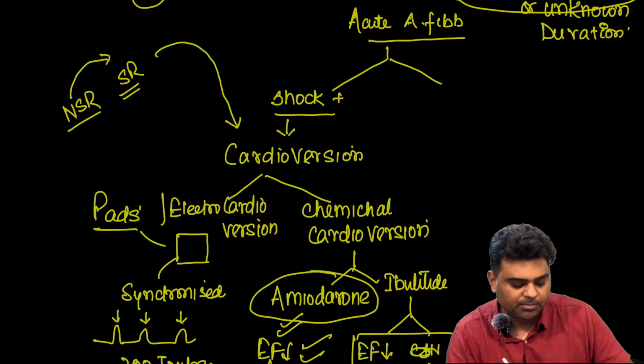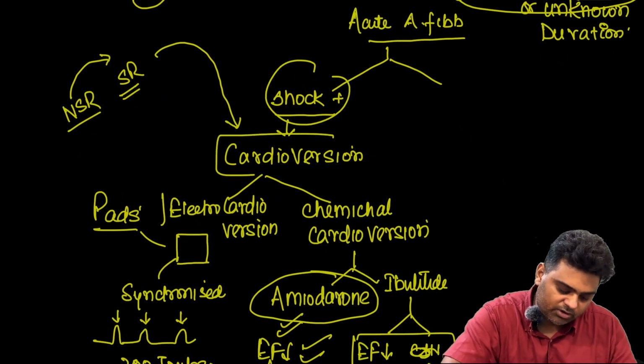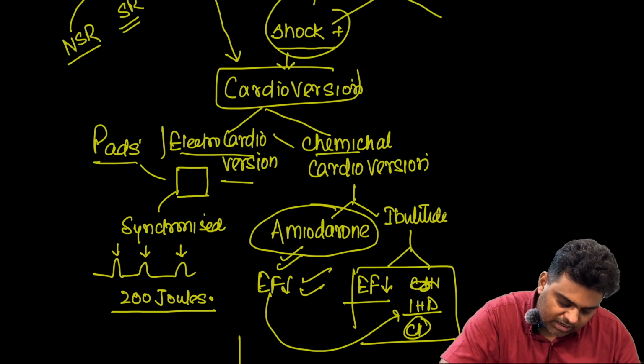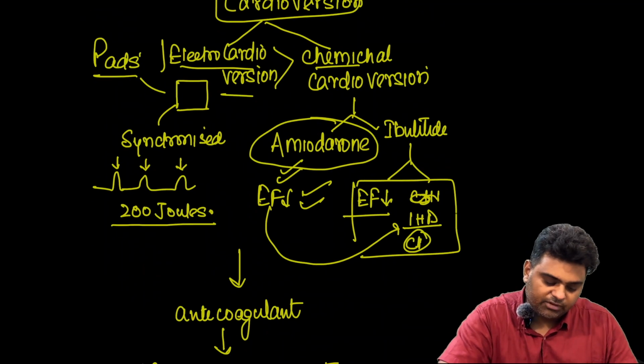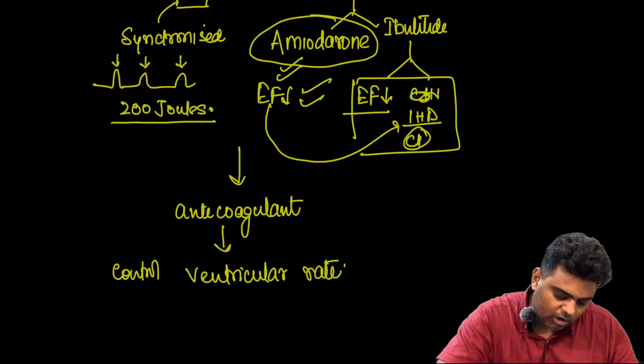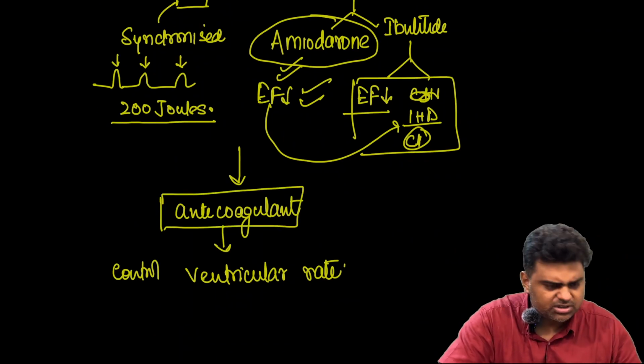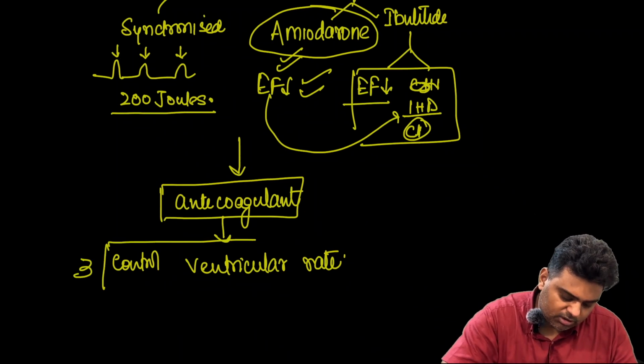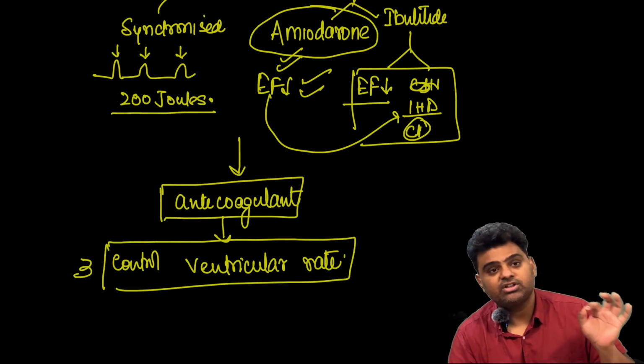So if the patient is in shock, we have to do cardioversion. We can do electrocardioversion and chemical, but the best is electrocardioversion. Then we also start anticoagulation simultaneously. And then the third point is we have to control the ventricular rate. These three things are very important.